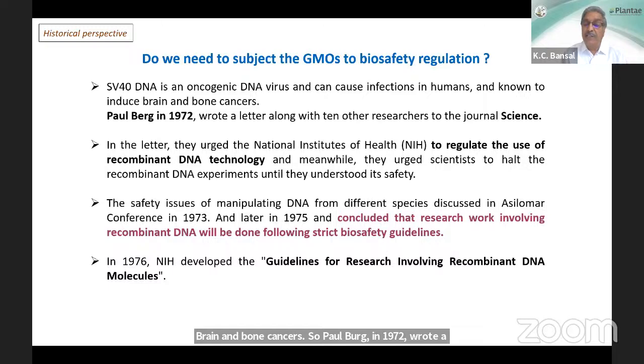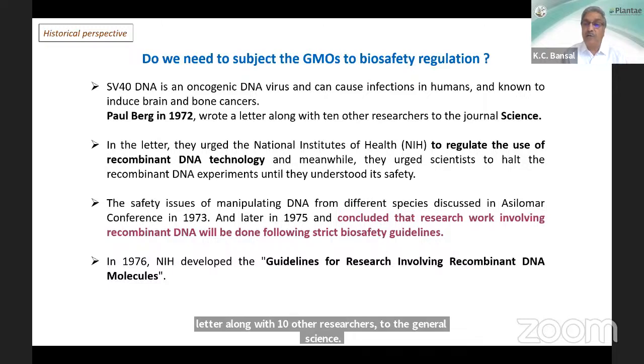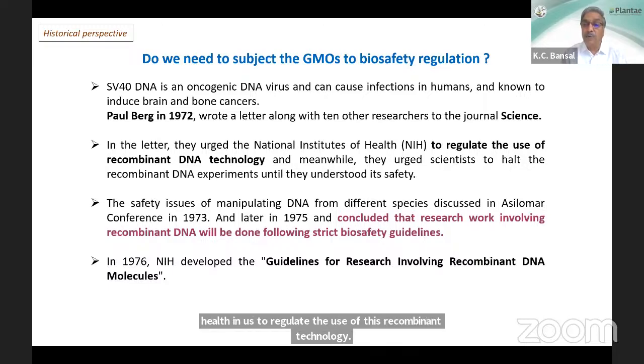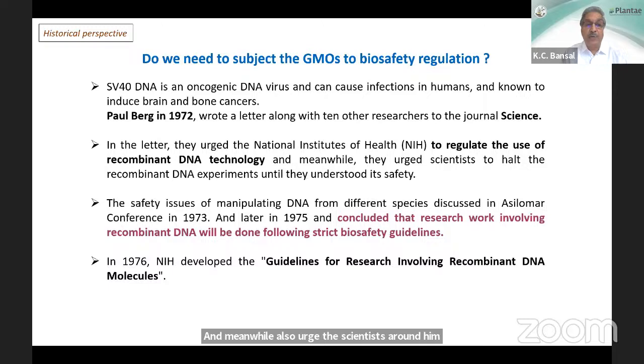And through this letter, he urged the National Institutes of Health in the US to regulate the use of this recombinant technology, and meanwhile also urged the scientists around him to halt its use in other experiments until they understood the safety around it, because this is the first time that Paul Berg discovered this kind of recombinant technology, and they were quite worried about the regulation part of it and whether it can cause any kind of harm to human beings and to other organisms on this planet.